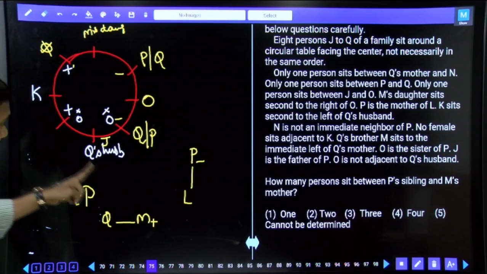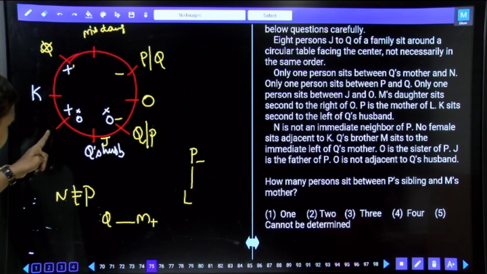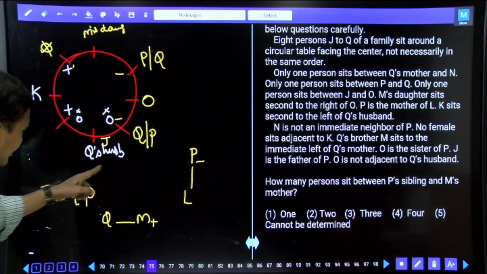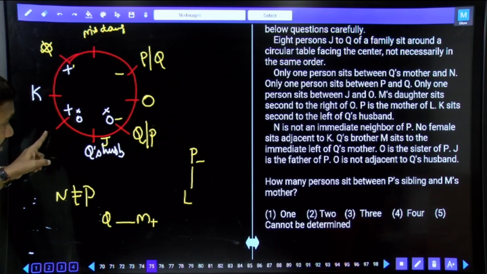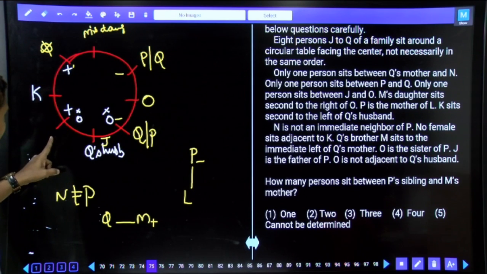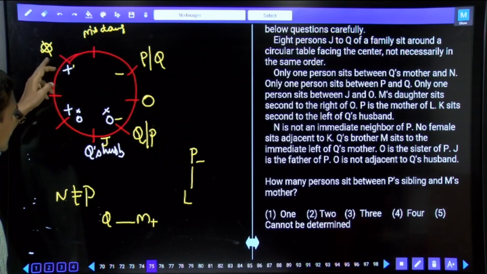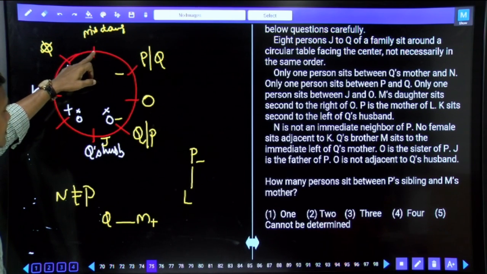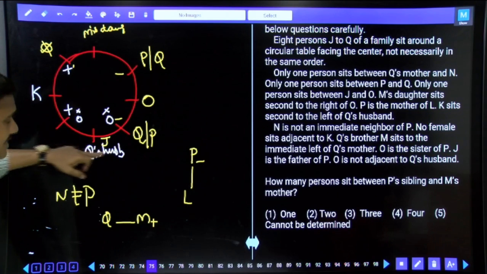Why? Because this M is seated second to the left. M is to the immediate left of Q's mother, but J is here and J is Q's husband. Hence M cannot be here. Also, M is a male, so M cannot be here because this person is a female. And M cannot be at any one of these places.